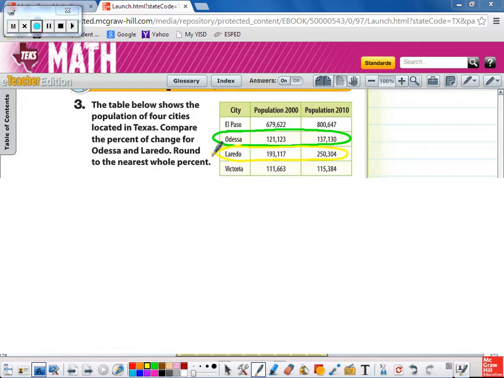Okay, so now we're going to compare our percent of change for both of them. So the first thing I need to do is find my percent of change for Odessa or Laredo, whichever one I want. So I'm going to start first with Odessa because it's the one on the top. So Odessa.